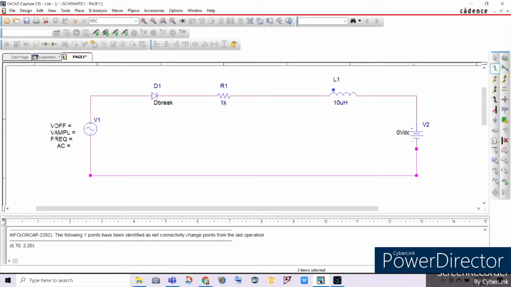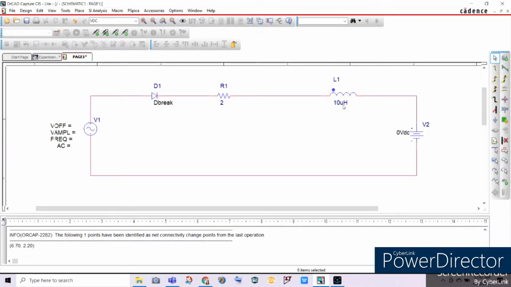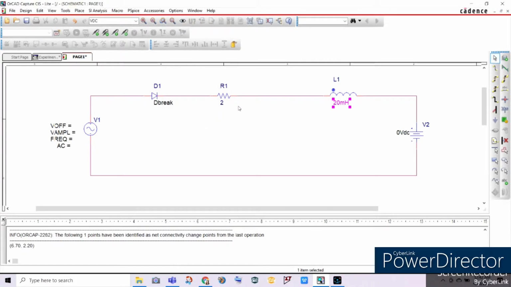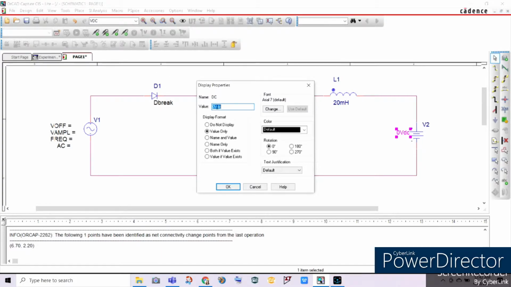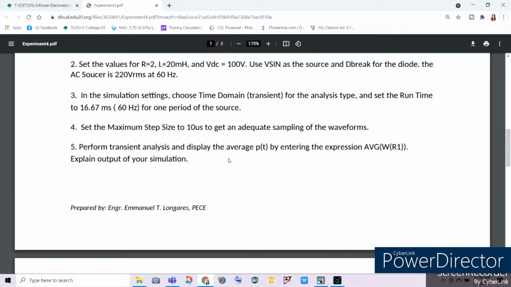So we will be setting the values for our resistor. Our resistor will be 2 ohms, so just the minimum value, and then our inductor will be 20 millihenries. Our DC voltage source will be 100 volts DC. Let's edit here, 100 volts DC. Then, taking note of our AC source here, it is composed of 220 VRMS at 60 Hz.